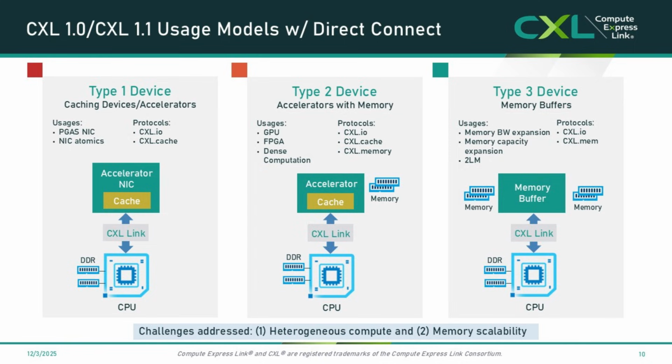CXL, the first generation 1.0, 1.1, was a direct connect between the host and the device. And as I said, it was targeting the first two challenges, heterogeneous compute and memory scalability. There are three types of usage models. The left picture is a type 1 device, which basically needs only caching semantics, along with, of course, the IO semantics. And those are for things like smart NICs.